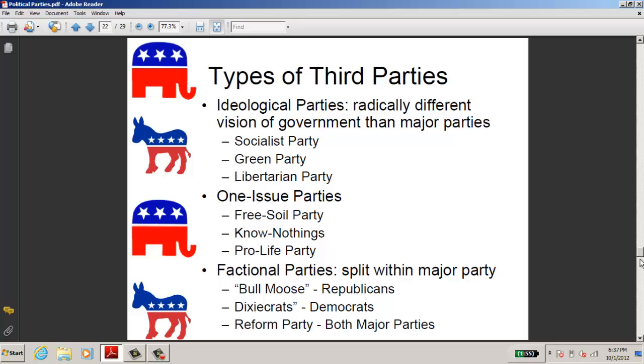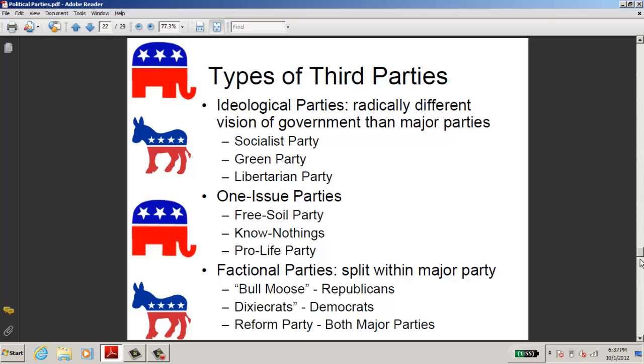Then you have one-issue parties. So these have been common throughout U.S. history and even today. The Free Soil Party, committed to containment of slavery in the West. Know Nothing was an anti-immigrant party. And the Pro-Life Party, which still exists today. So they champion a particular issue that they feel the Republicans or the Democrats might be ignoring.